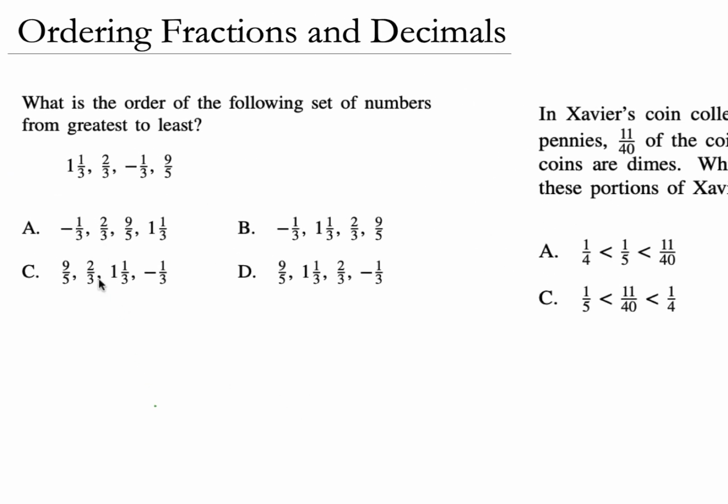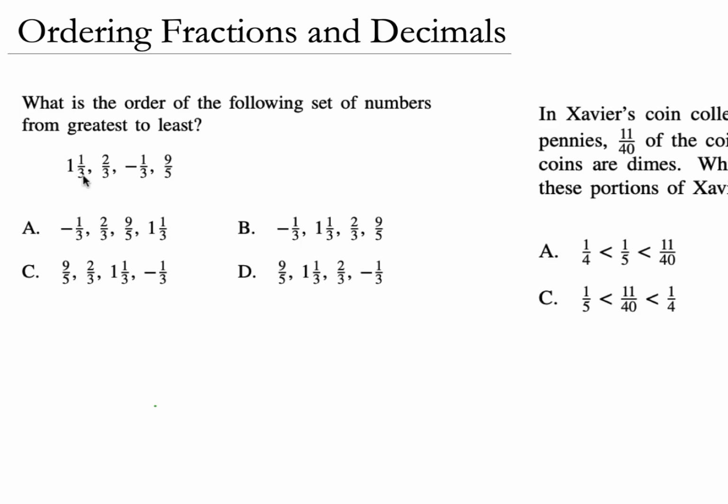So I have another example here where it says, what is the order of the following set of numbers from greatest to least? So I notice I have a mixed number, 1 and 1/3. I have a proper fraction, 2/3. I have a negative proper fraction, -1 over 3. And then I have an improper fraction, 9 over 5.